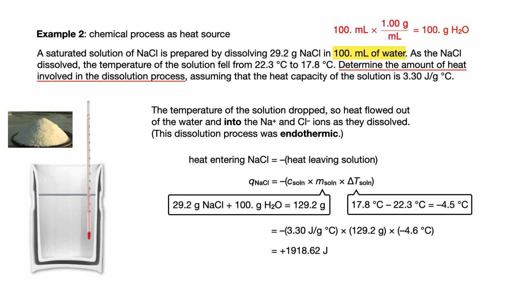And then for precision here, the precision is going to be limited by the number of significant figures in the temperature change, which was 2, with the 4.5 degrees Celsius. So we'll round this off to 2 significant figures, and then I'm also just going to convert from joules to kilojoules, and so the final answer will be positive 1.9 kilojoules. And I'm writing the positive sign just to emphasize that this was an endothermic process, and so the heat associated with it was positive. Heat was flowing into the sodium chloride as it dissolved.